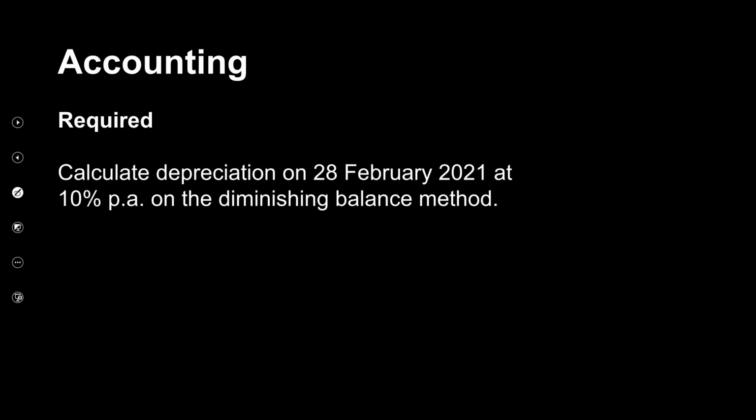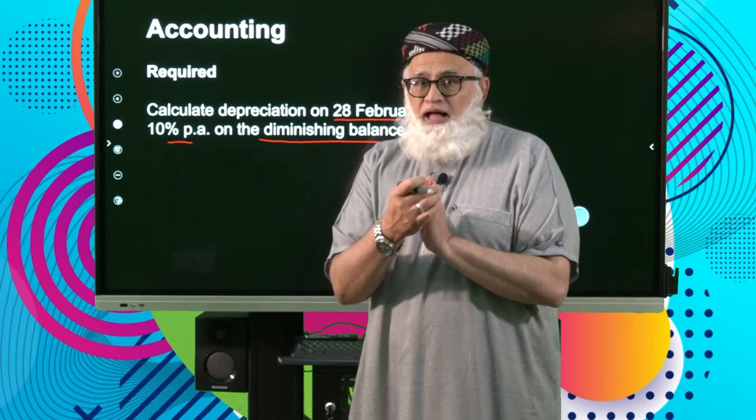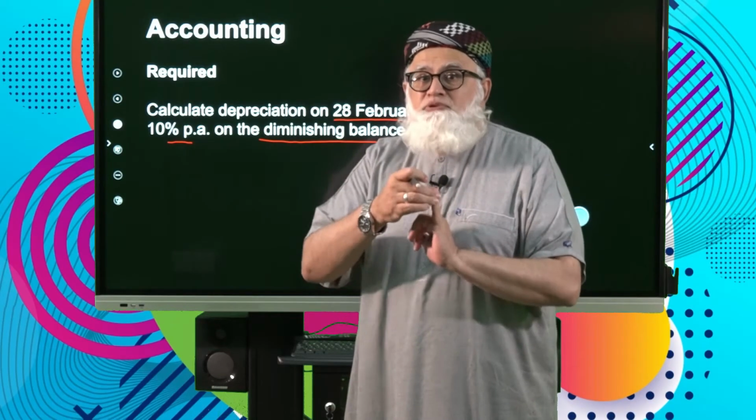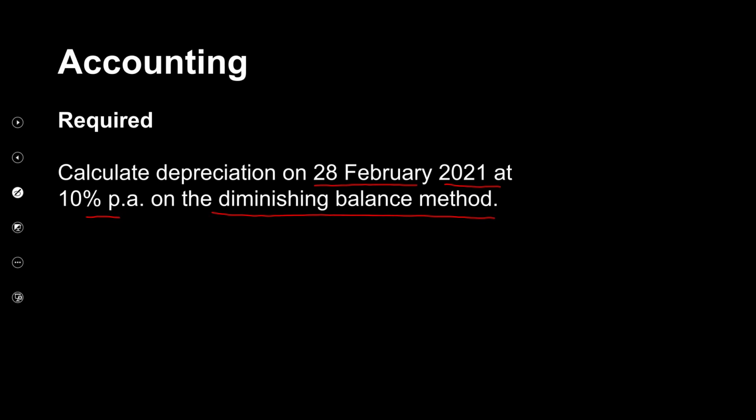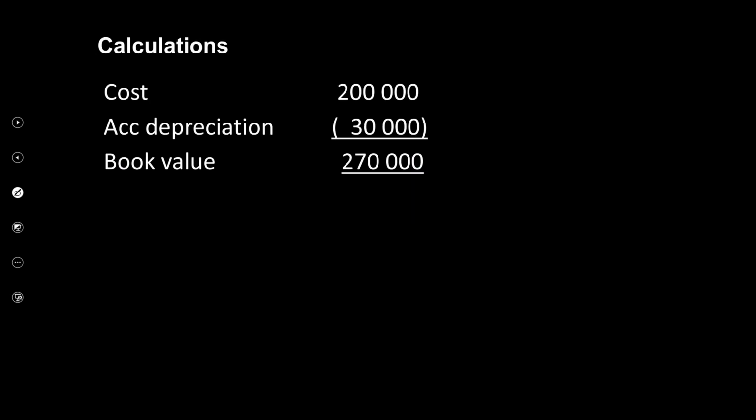Firstly, it says there, calculate the depreciation on the 28th of February 2021 at 10% per annum on the diminishing balance method. Right, so what do you need from this question? What information is important for you to be able to calculate the depreciation correctly? Number one is the rate of depreciation, which is 10% per annum, and the method of depreciation, which is your diminishing balance method. Got that?